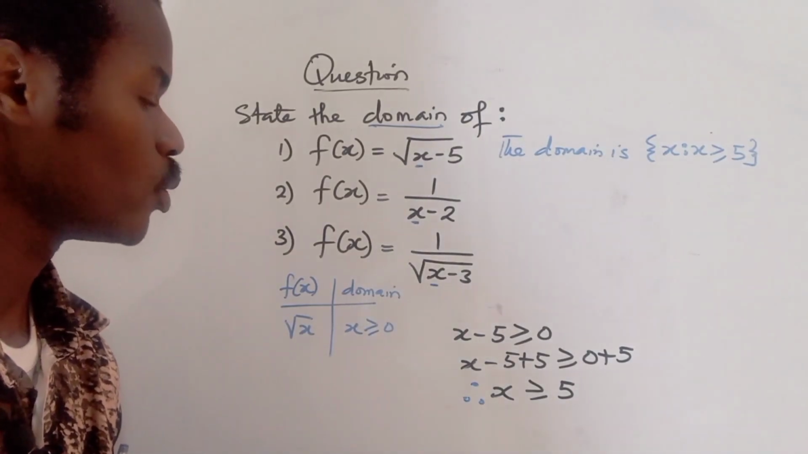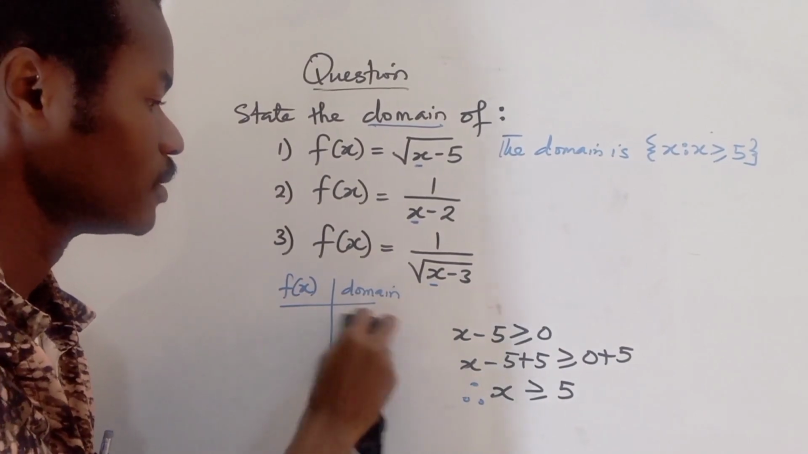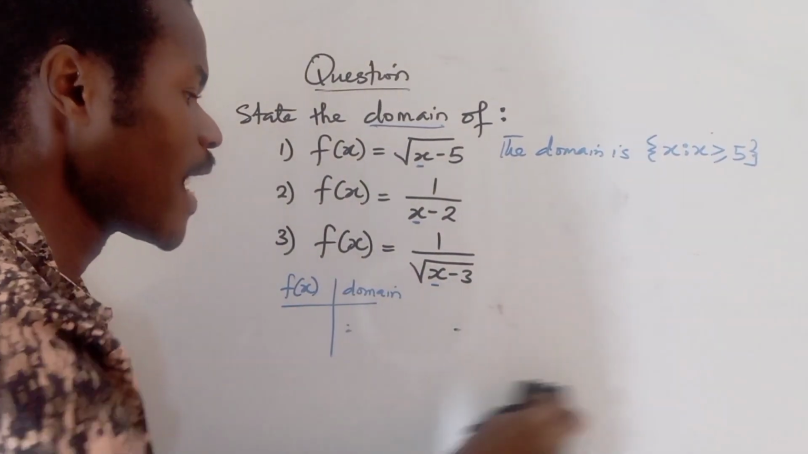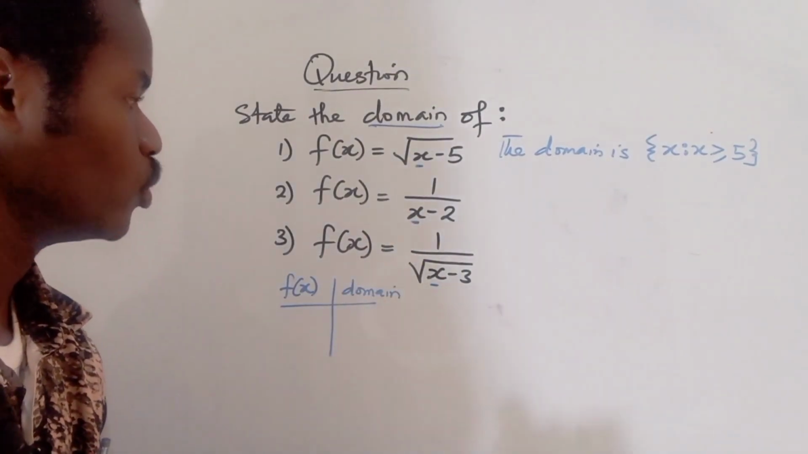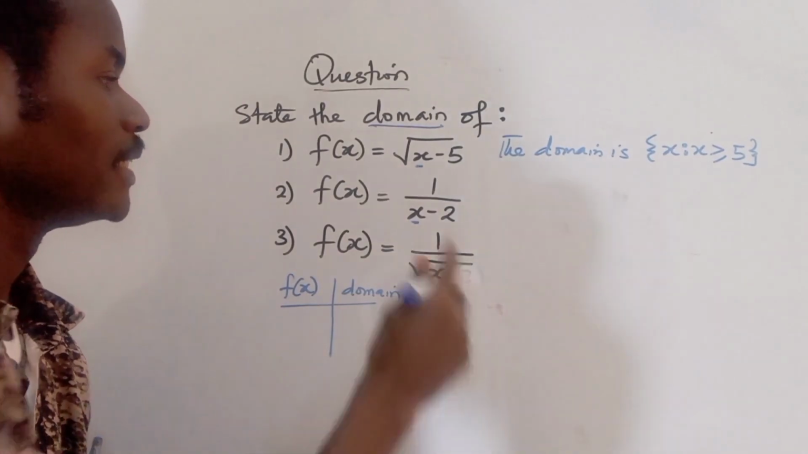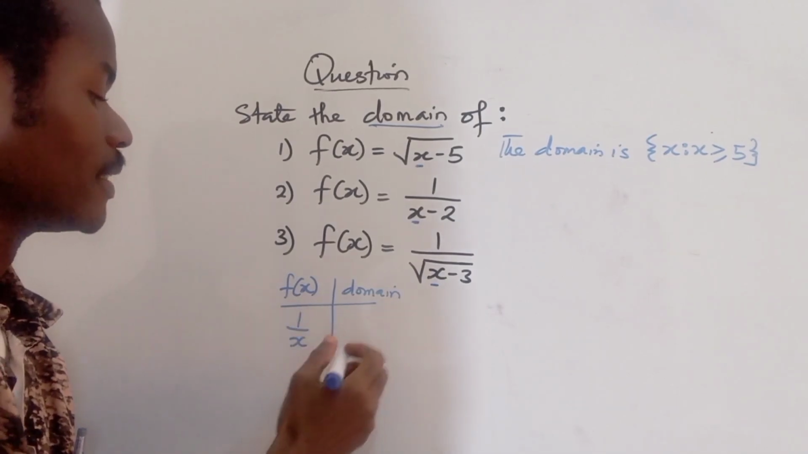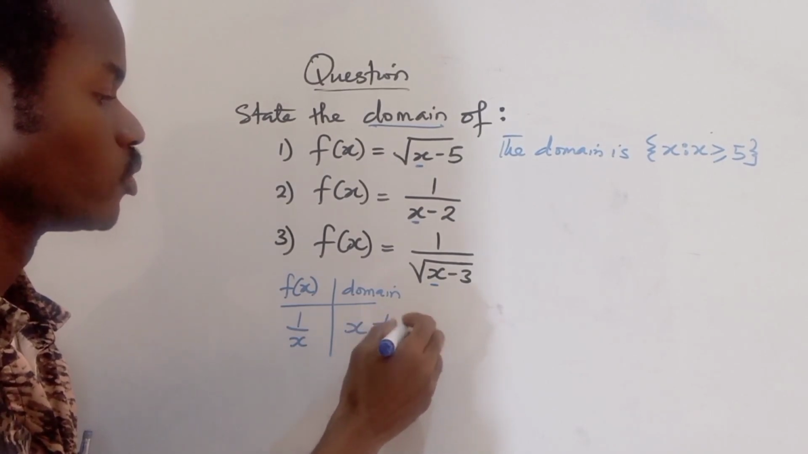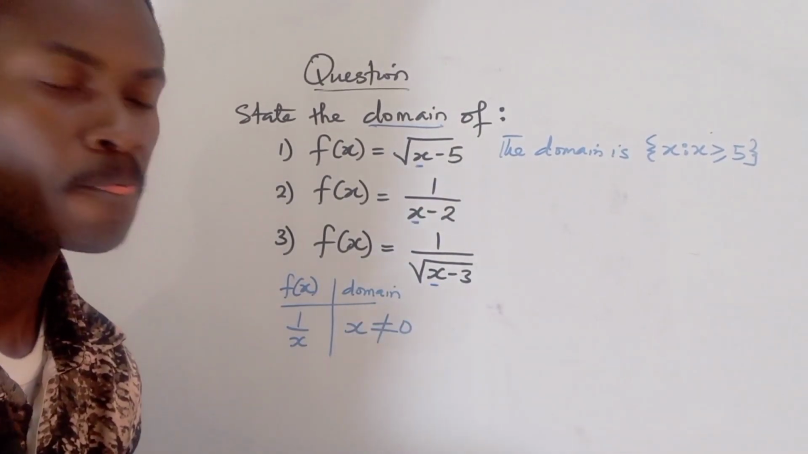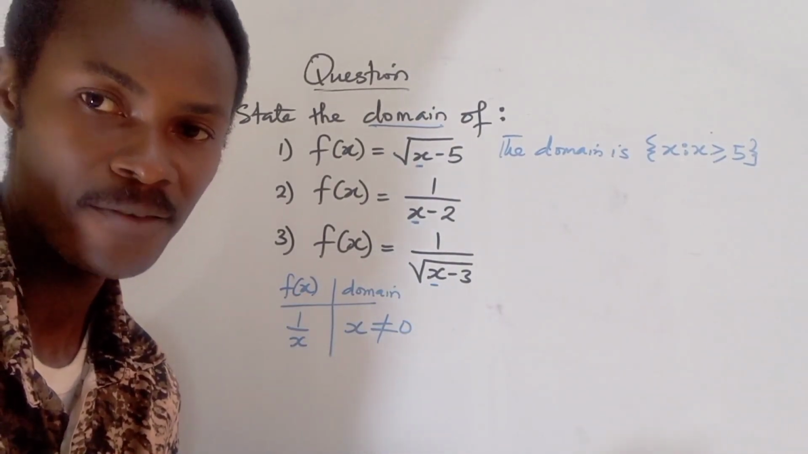Now for the second one, we have an inverse function. Now how do we solve for this? Of course, remember, when you have, say, 1 over x, the domain is such that x is not equal to 0. So this is what you have to always have in mind.